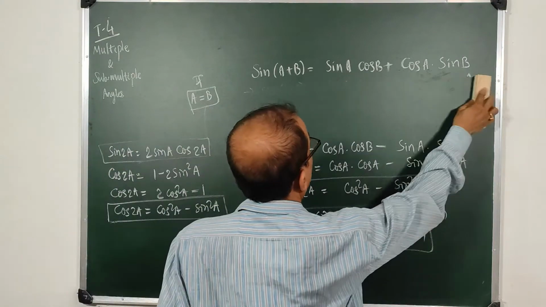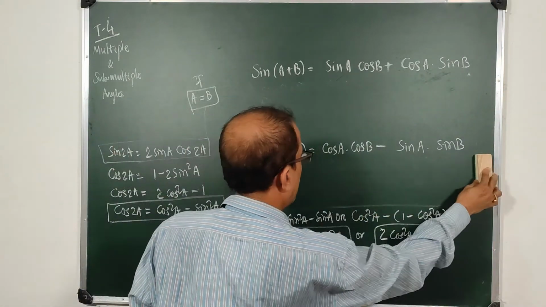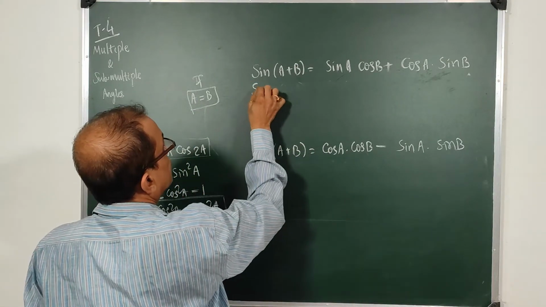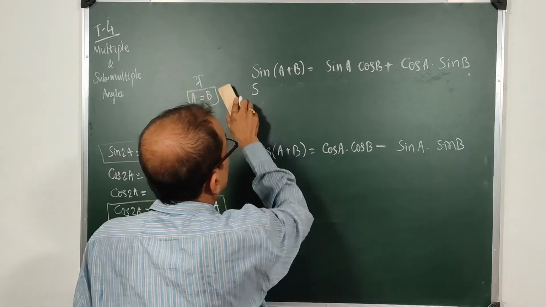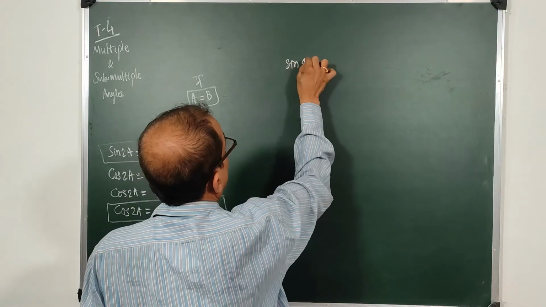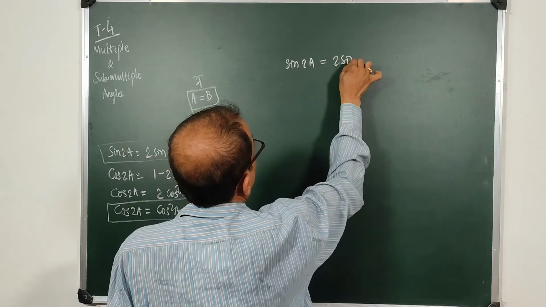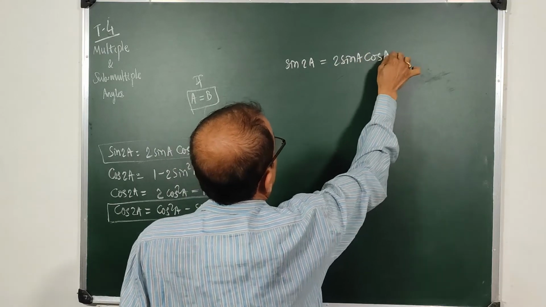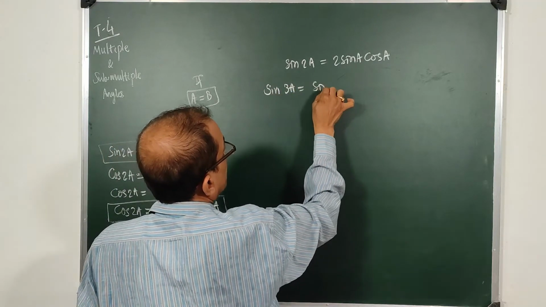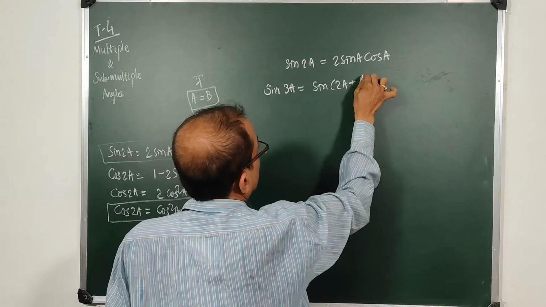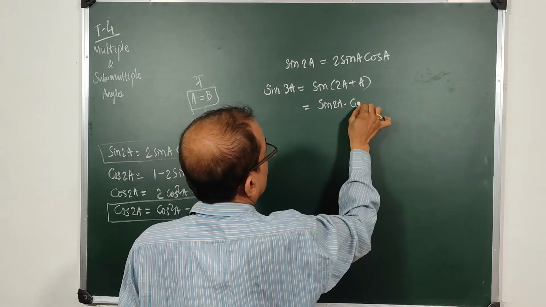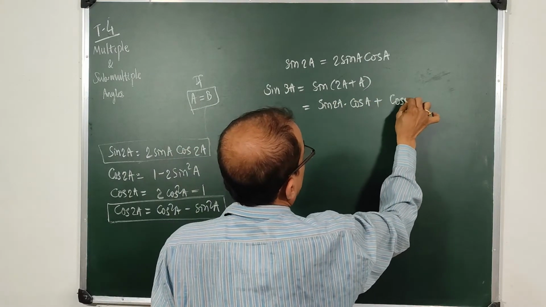What if we replace a or b with twice the angle? Now we have sin 2a is 2 sin a cos a. So if we want to find sin 3a, then it should be sin of 2a plus a. Using the formula of sin a plus b, you can get it as sin 2a into cos a plus cos 2a into sin a.